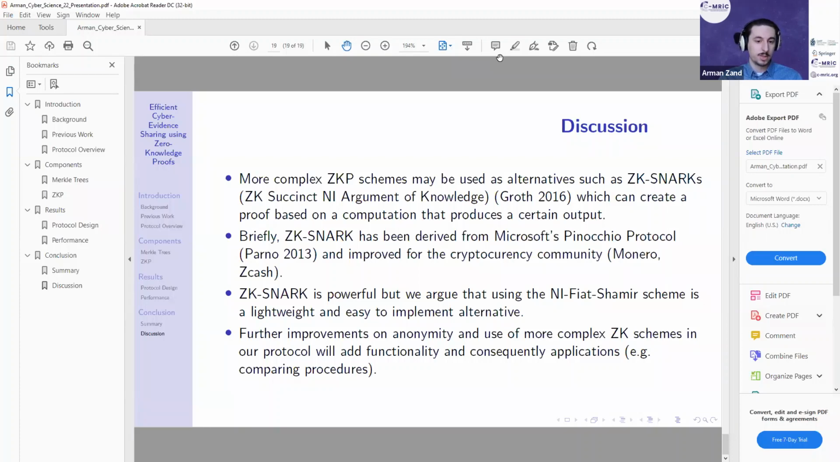And with that said, further improvements on anonymity and use of more complex zero-knowledge proof schemes in our protocol would add functionality and consequently more applications, such as comparing the procedures I just mentioned. So comparing procedures like scripts or viruses and things like that. And that is it.